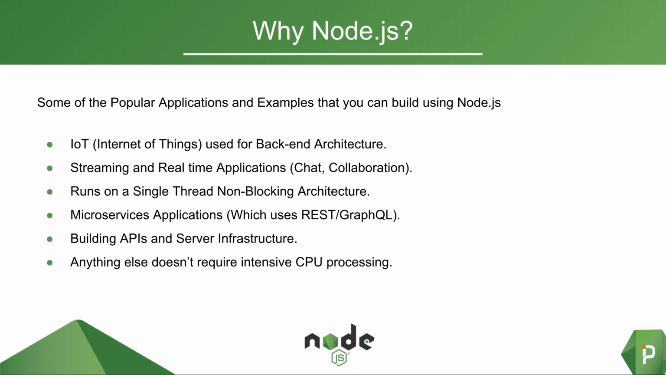So why use Node.js? Here are some popular applications and examples that you can build using Node.js. Like IoT, or Internet of Things, you can use it for backend architectures, for creating servers specifically designed for handling IoT devices sending requests, because there are a lot of IoT devices, so you're going to expect a lot of requests and responses at the same time. Streaming and real-time applications like chat, collaboration applications, or video streaming applications, for example Netflix or anything like this, can be accommodated really easily with Node.js.